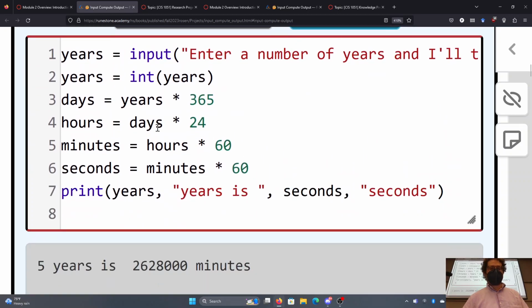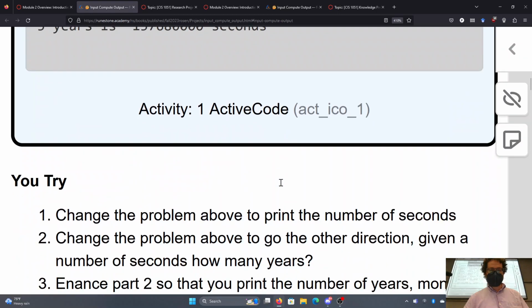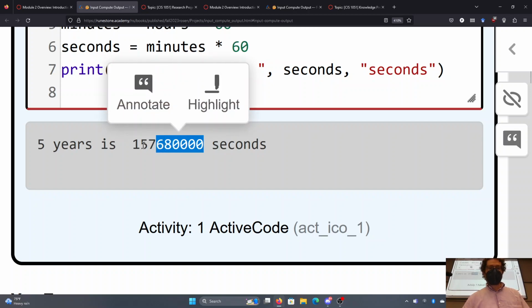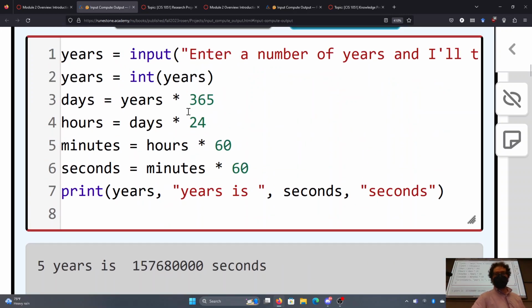So we had about 2 million over here. So if I do 5 years, I should now be getting hundreds of millions. 5 years is 157 million seconds. So years, days, hours, minutes, and that gets us to seconds.